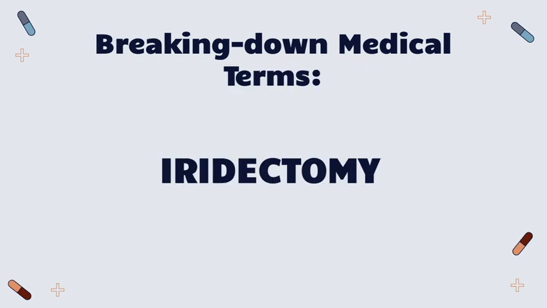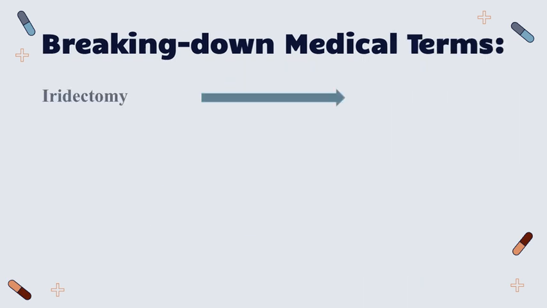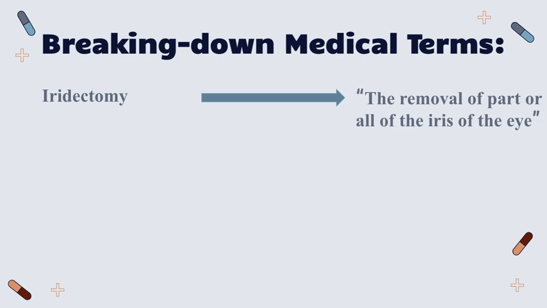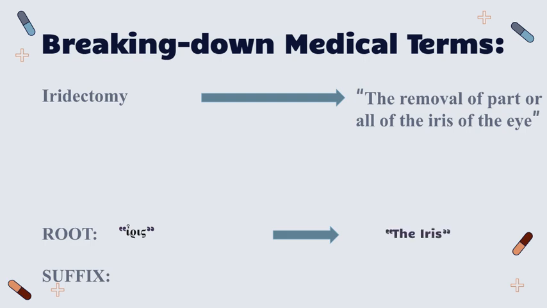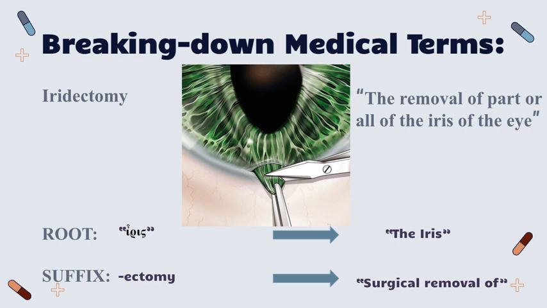The next medical term that we will look at is iridectomy. The medical term iridectomy means the removal of part or all of the iris of the eye. But let's break this word down to its Greek and Latin roots. The root of this word is iris, which means the iris. The suffix is ectomy, which means the surgical removal of. Building this word back up, it means the surgical removal of the iris.